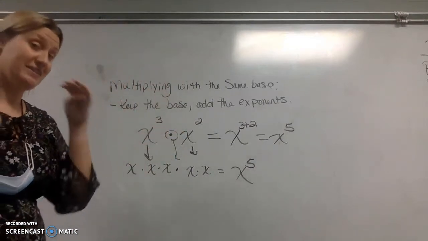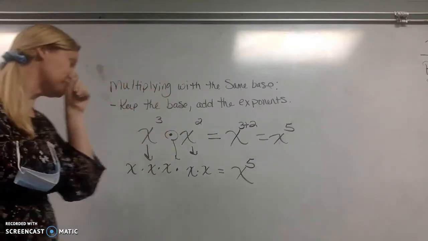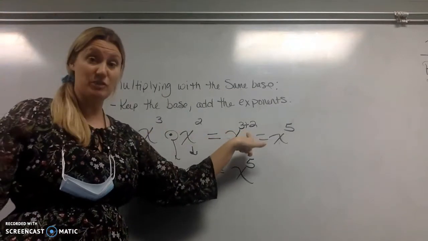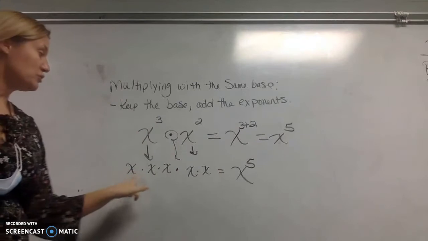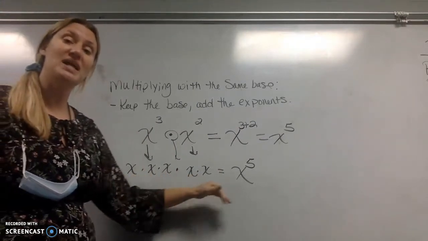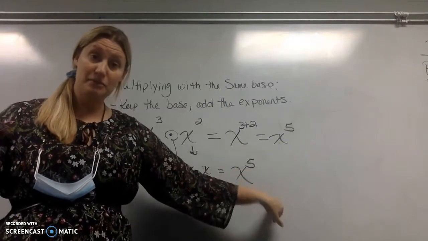So if you were taking the test and this was a test question, if you honestly forgot that you're supposed to add the exponents, you could always write this out as repeated multiplication and you will see that we are multiplying x 5 times, okay?